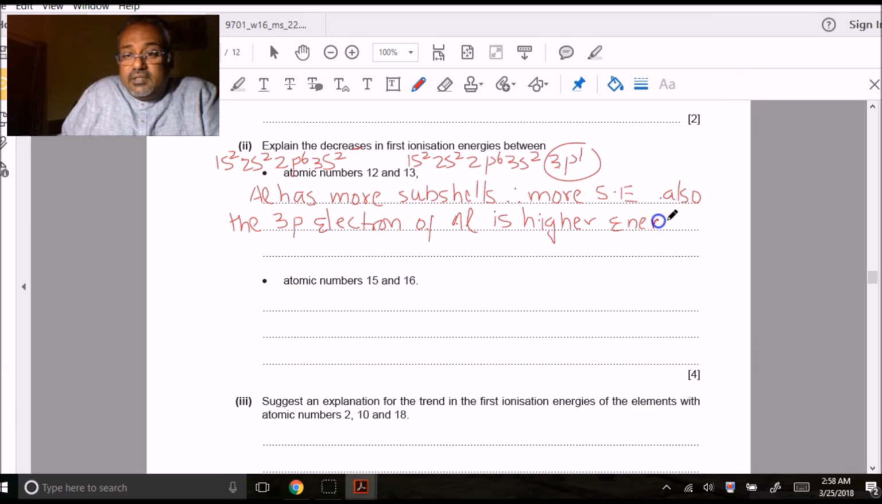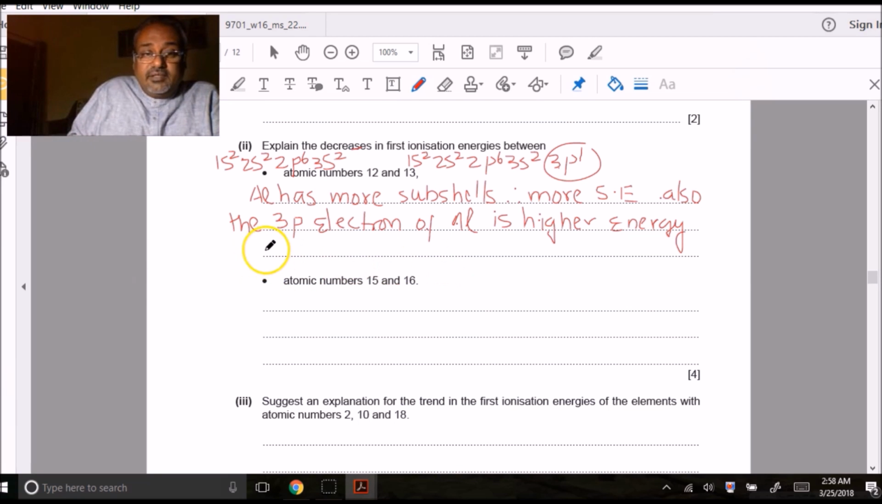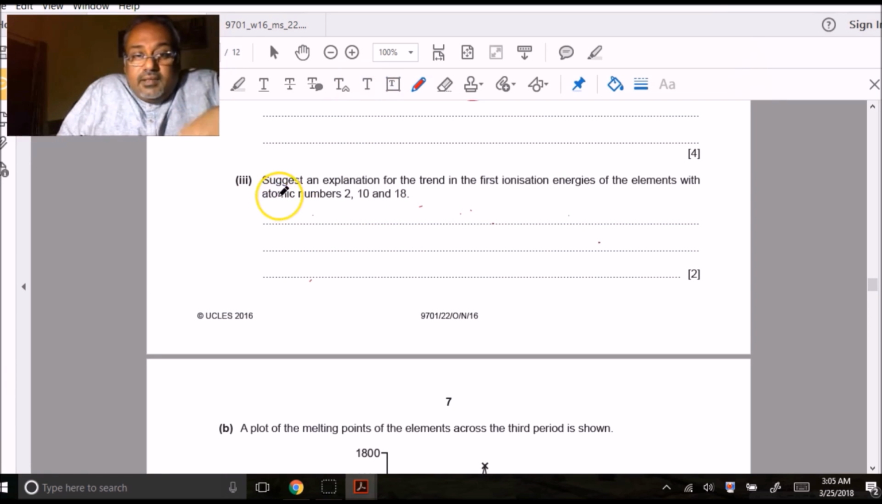Now, because it is at a higher energy level, that is why it's less stable and therefore easy for you to pull the electron out with the higher energy level. Okay, now this question here talks about elements with atomic number 2, 10, 18. So let's have a look at who these elements are.